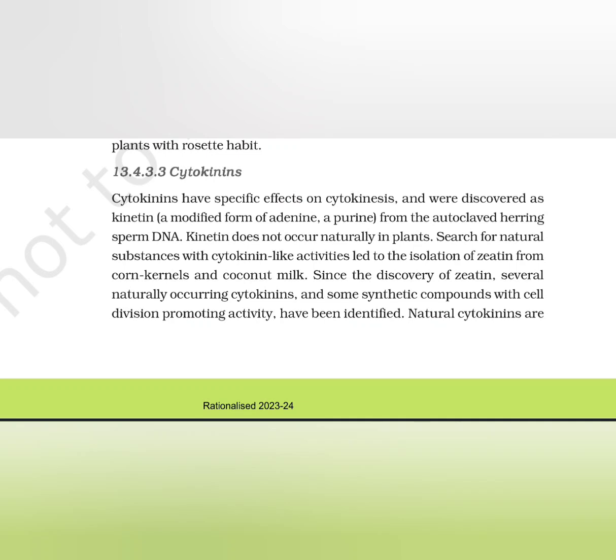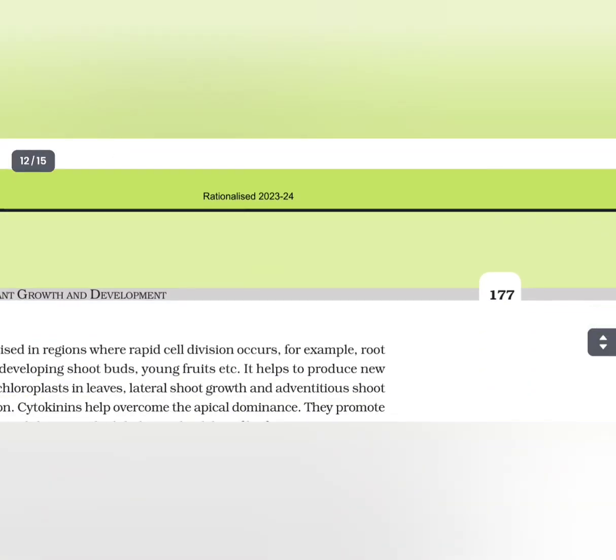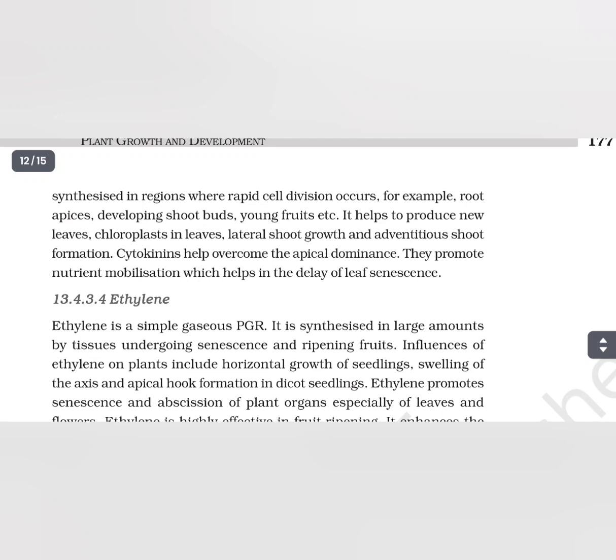Search for natural substances with cytokinin-like activities led to the isolation of zeatin from corn kernels and coconut milk. Since the discovery of zeatin, several naturally occurring cytokinins and some synthetic compounds with cell division promoting activity have been identified. Natural cytokinins are synthesized in regions where rapid cell division occurs. For example, root apices, developing shoot buds, young fruits, etc.